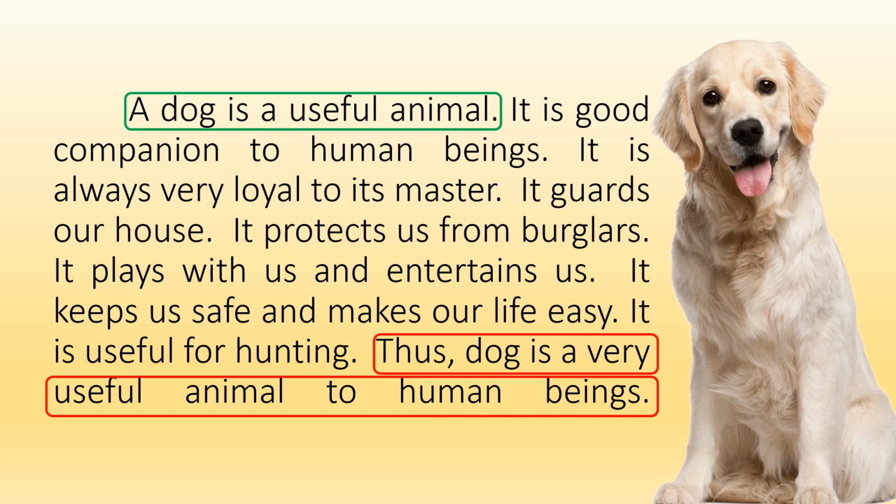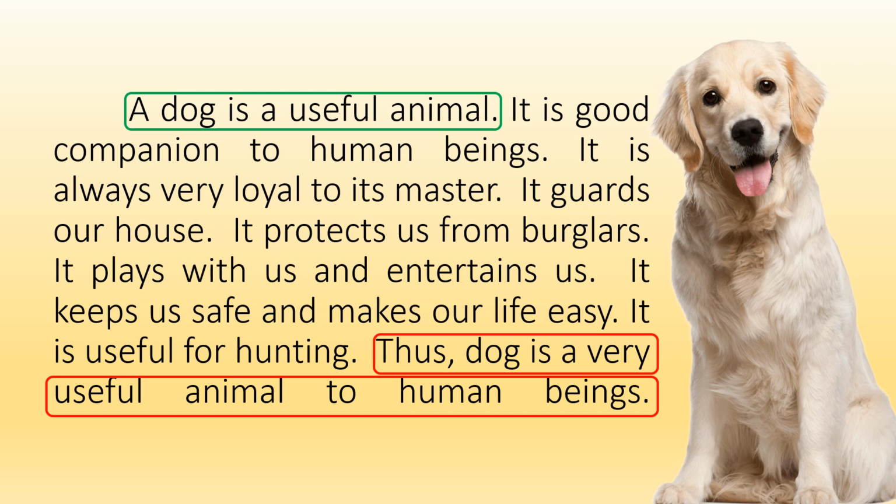Let's take a look at another example of a well-written paragraph. Are you ready? This should be easy because we've already done a few before. Let's get started. A dog is a useful animal. It is a good companion to human beings. It is always very loyal to its master. It guards our house, it protects us from burglars, it plays with us and entertains us. It keeps us safe and makes our life easy. It is useful for hunting. Thus, dog is a very useful animal to human beings.